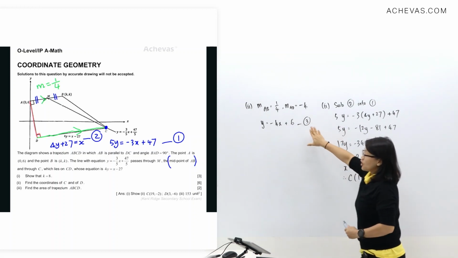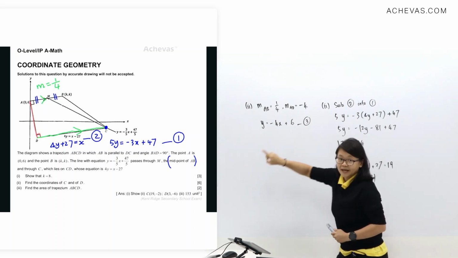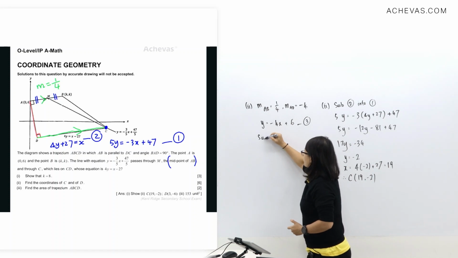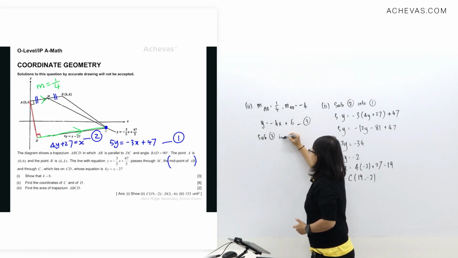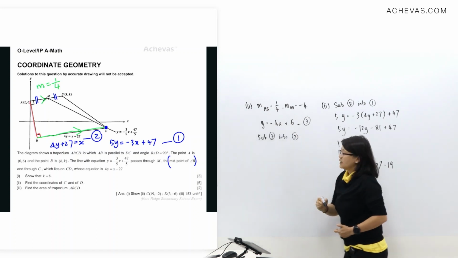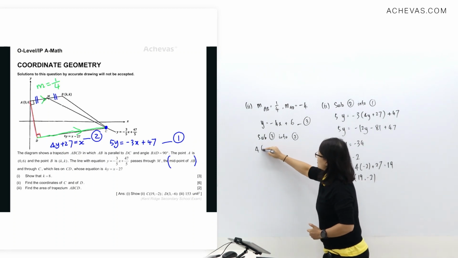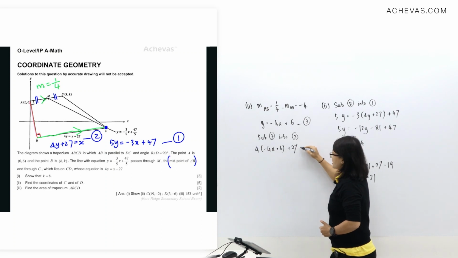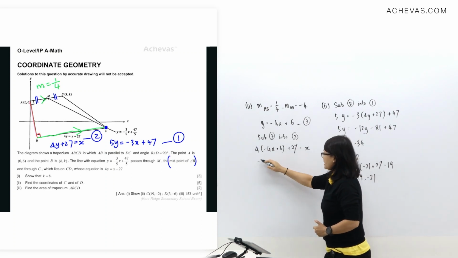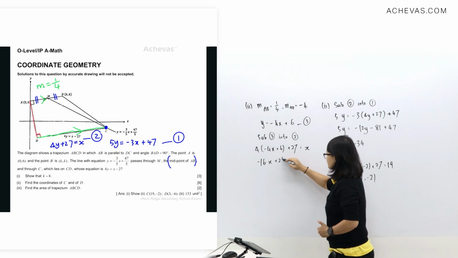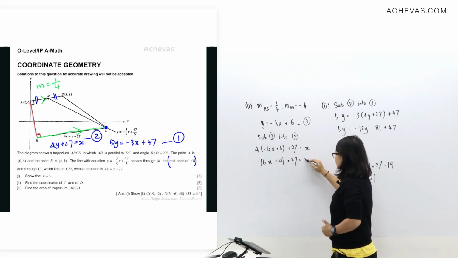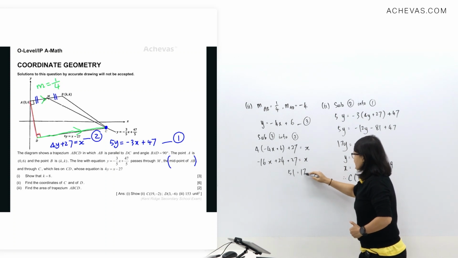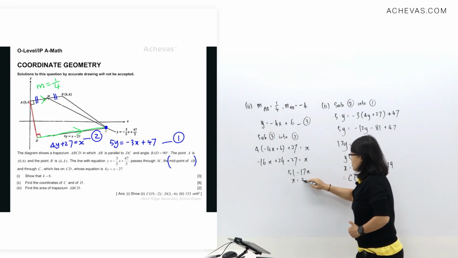Okay, now I'm going to solve the point of intersection between line 2 and line 3. I'm going to sub 3 into 2. Let's do it now. I have 4y plus 27 equals x. Let's expand this one here. Okay, so I have 51 equals 17x, and x is equal to 3.